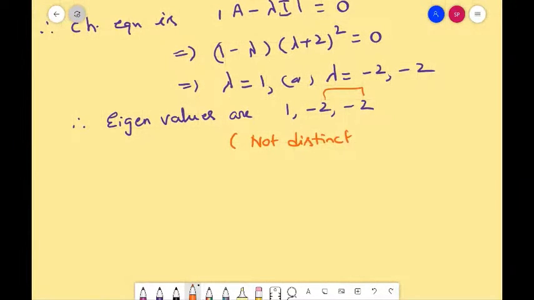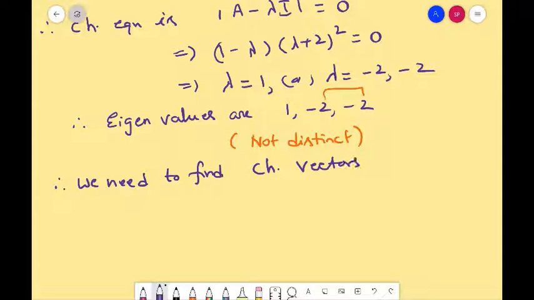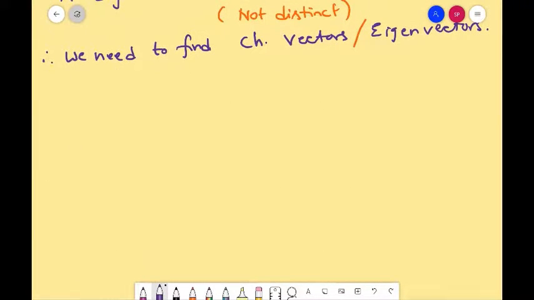Then what do we mean by that? Therefore, what do we have to check? We need to find characteristic vectors, or you call them eigenvectors. So we learned how to find characteristic vectors or eigenvectors. First we will find for λ = 1. So first one, the characteristic vector for λ = 1.